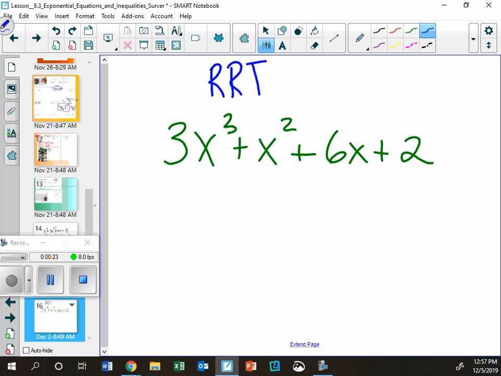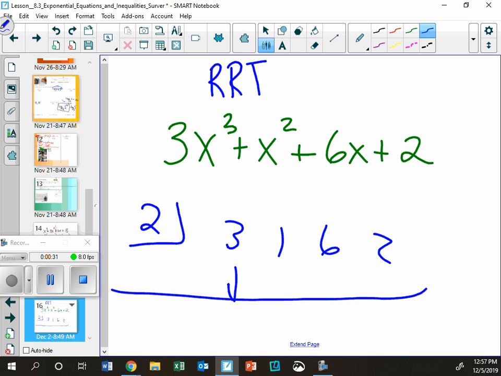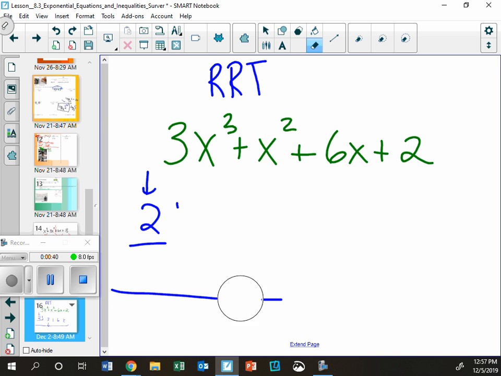You know, like if you did synthetic and I told you that the root was like 2, then you'd go like this, and you'd go 3, 1, 6, 2, and you draw the line. We just learned that yesterday. We will practice that more in a minute. But how do I know what this number is? I mean, I've always been picking it. I'll tell you how I can tell what that number is.